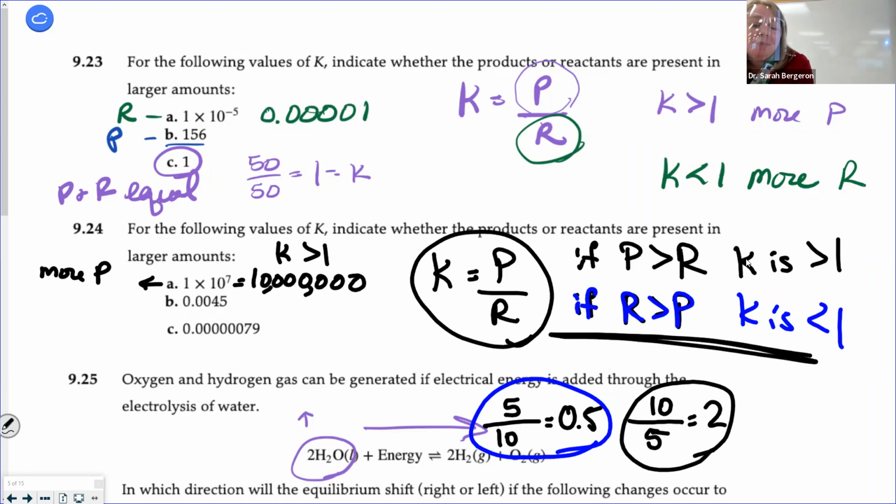Okay, look at the next one, B. Is B greater than 1 or less than 1? Less than 1. So this is a K value that is less than 1. If K is less than 1, which one do we have more of? More reactants.